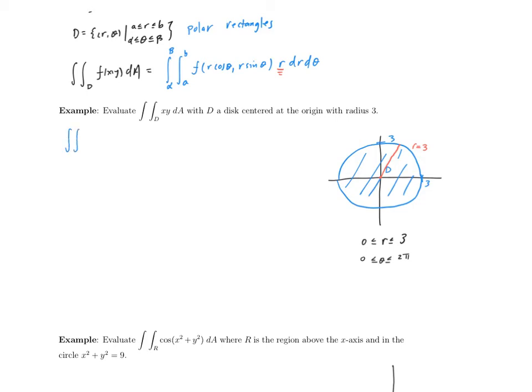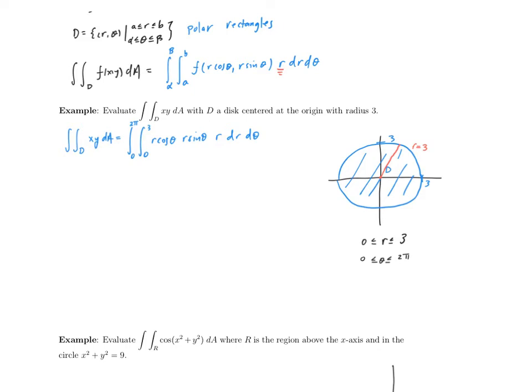So the double integral over this set D of xy. Note, each x becomes an r cosine theta, each y becomes an r sine theta, and the dA becomes r dr d theta. On the inside we have r varying from 0 to 3, and on the outside theta varying from 0 to 2 pi. Once we get it to this point, this is really kind of an old problem. It's an iterated integral that we need to evaluate.